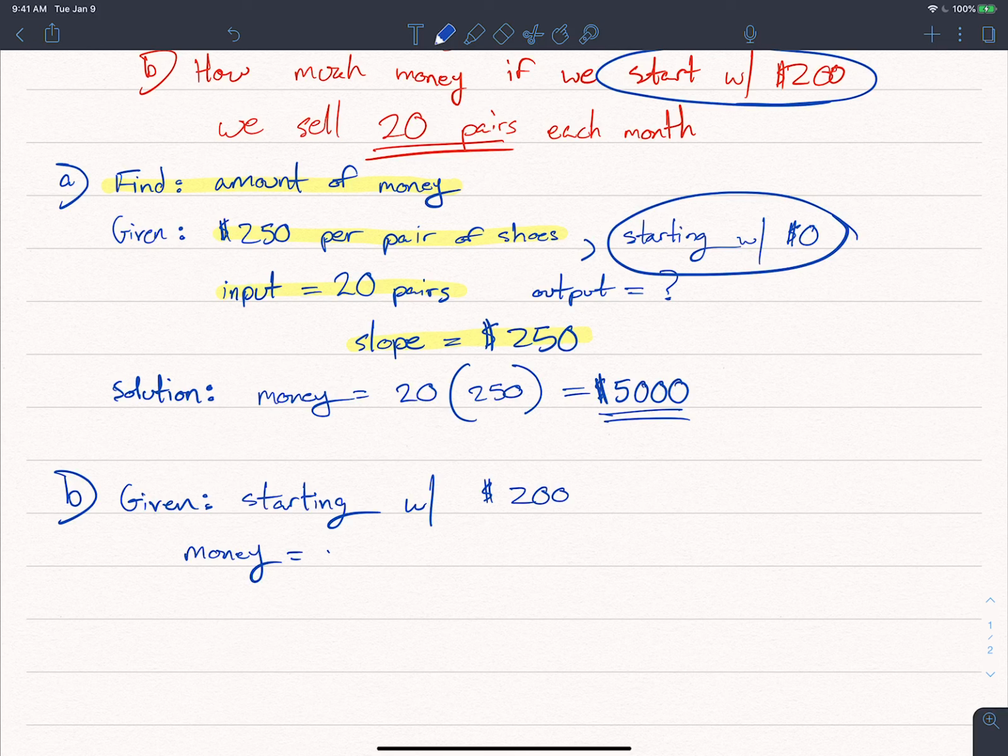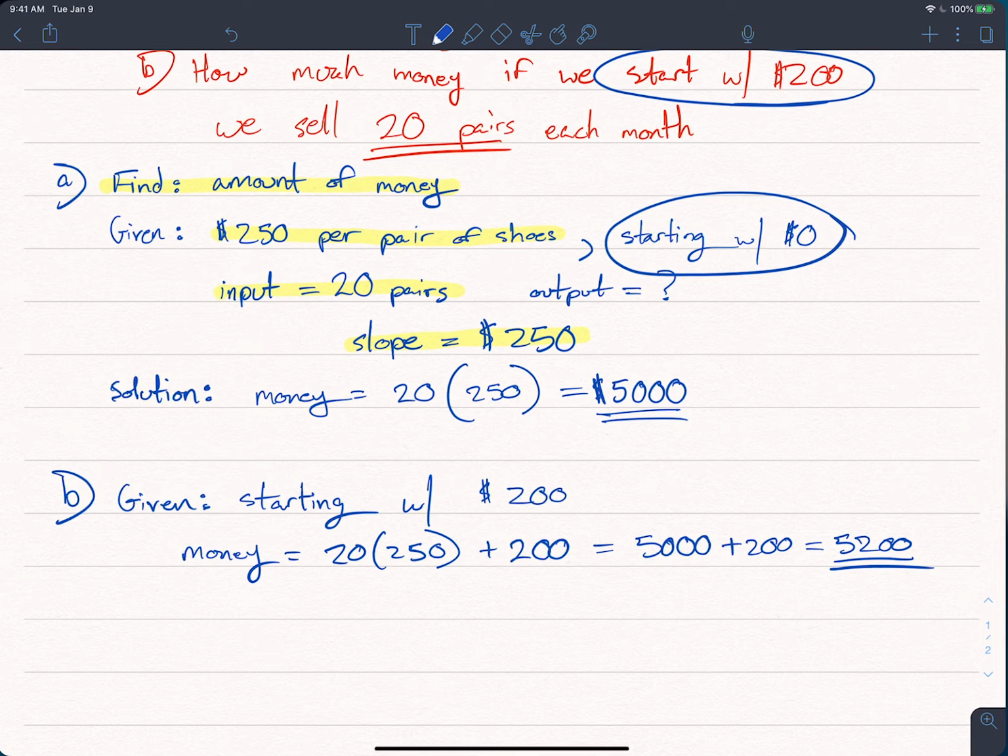So to find our money in this case, what do we need to do? Well, we're going to do the same 20 times 250, but this time we're starting with something, so we need to add in what we start with. And what do we end up with? We do the multiplication first because of PEMDAS. We get 5,000 plus 200, which equals $5,200 that we would make in that month. So you can see the two different scenarios. Either our starting point, or y-intercept, is 0, or our starting point is $200, and in that case, we multiply by the 250 and then add the $200.